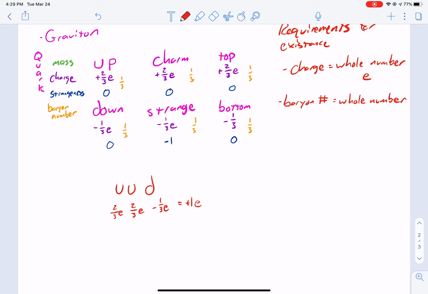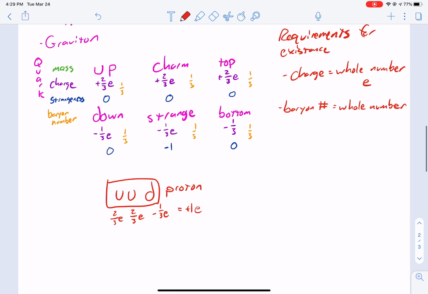Total charge of that is plus 1e, and this is actually a proton. Very, very common particle we know a lot about. We know protons do have plus 1 elementary charge, and this is what's going on with that.